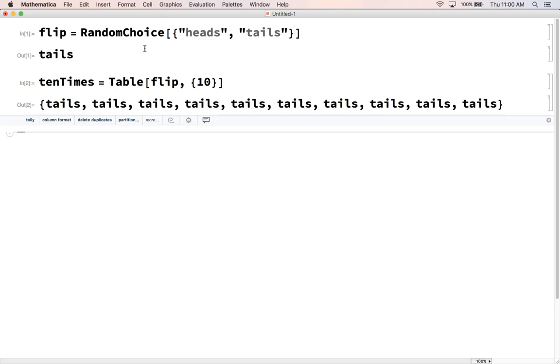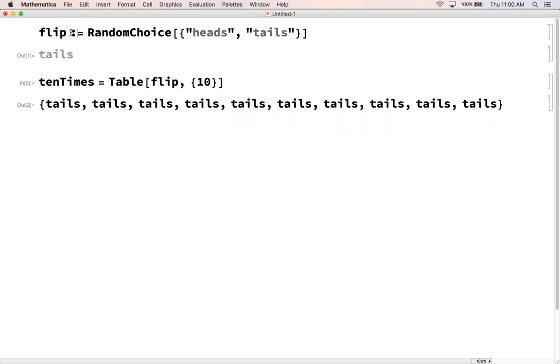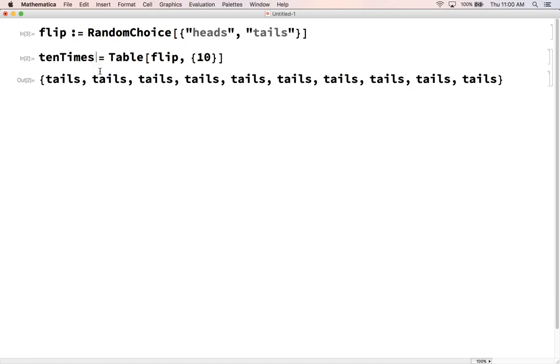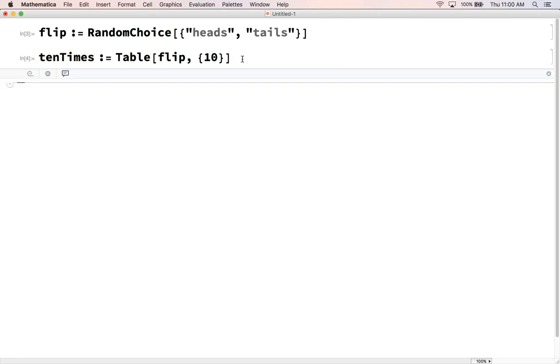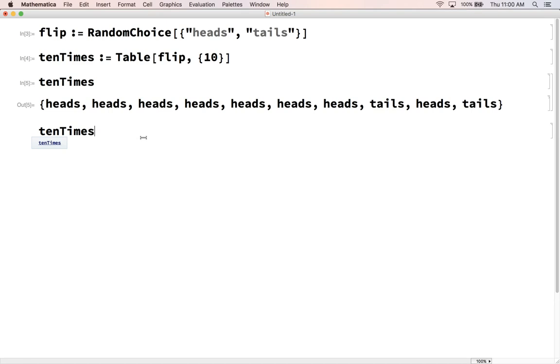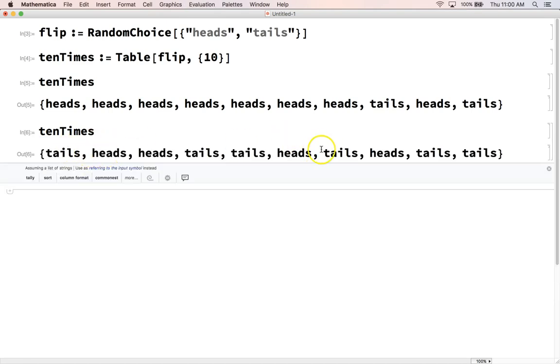So this seems strange, and what went wrong? What went wrong was I didn't use the delayed assignment. So for flip, I'm going to use delayed assignment. And for 10 times I also want to use delayed assignment so that I can do it once for each undergraduate student. Okay, so let's look at it just one time. So here, it's kind of strange that it started out with 7 heads, but then tails, heads, tails. And if I evaluate it again, it's going to look different. So it's just some random set of 10 heads or tails outcomes.